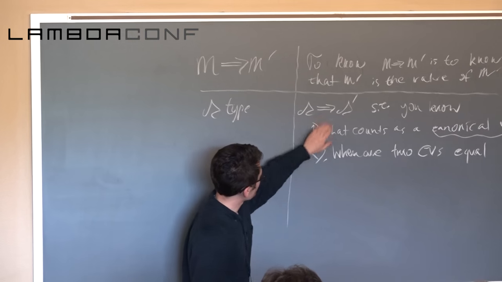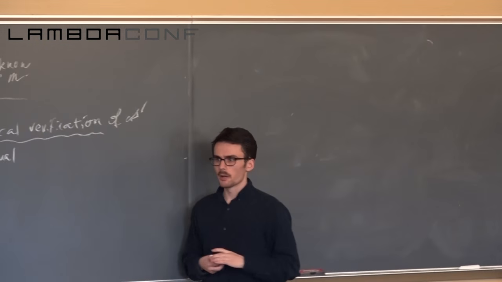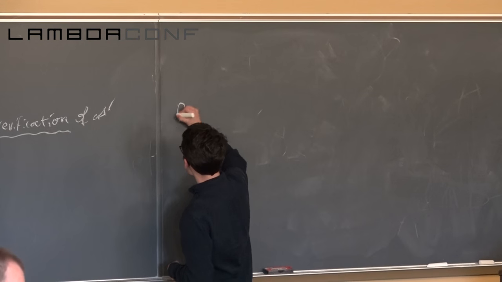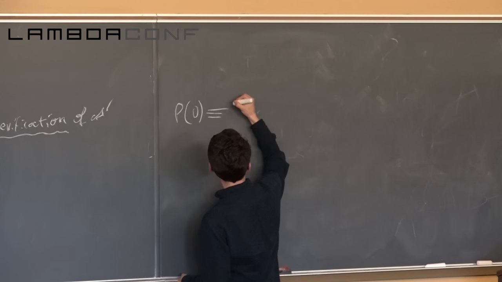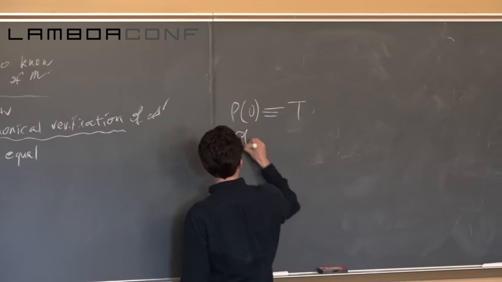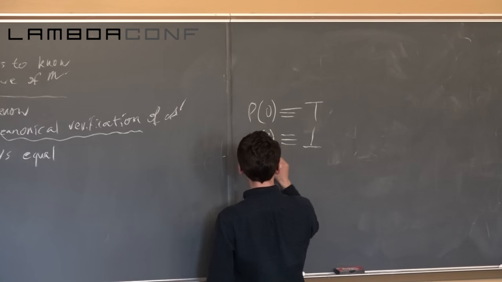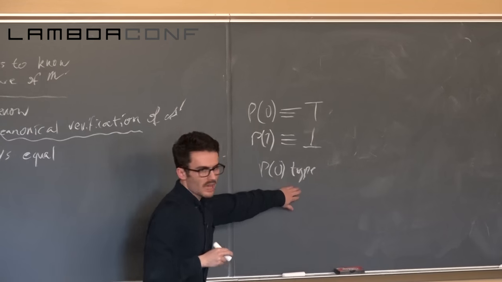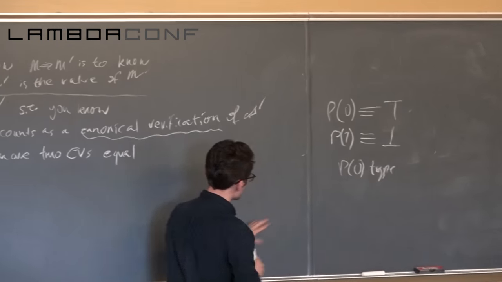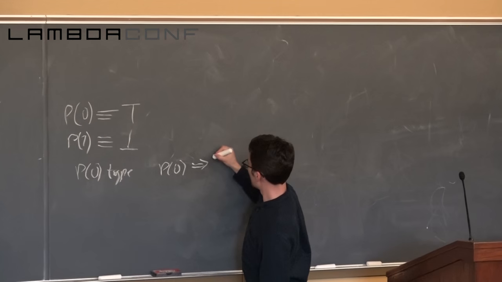But this part is crucial, because we might have some sort of a function that computes a type. So like we might have something such that P of 0 equals top, and P of 1 equals bottom. And we would like to say that P of 0 is a type. Well, we have to compute P of 0. So we say, well, P of 0 evaluates to top.